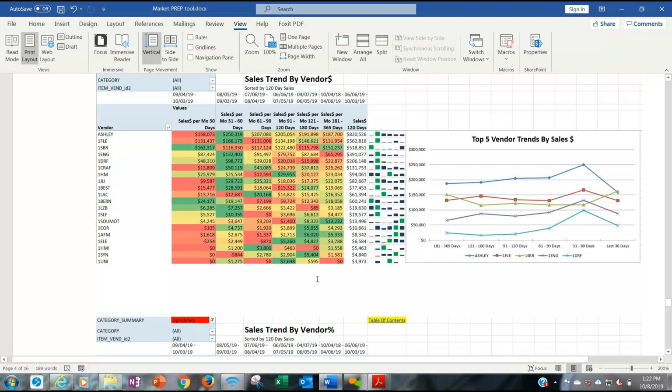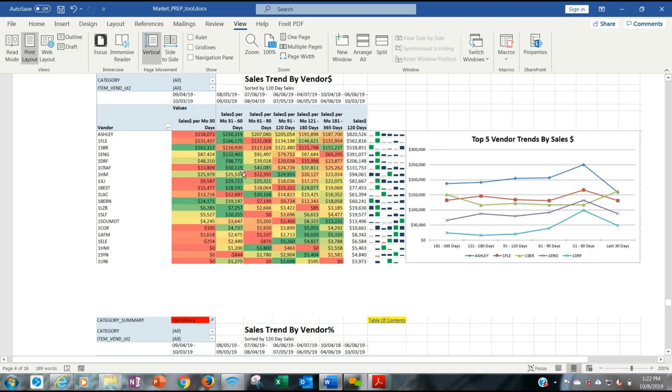For the most part, we had looked at the last 4 months at the family level. This gives you a view at the vendor level, but over a longer period of time, over the last year. So do you see any specific trends within a vendor? And again, we graph out the top 5 to help visualize that for you.